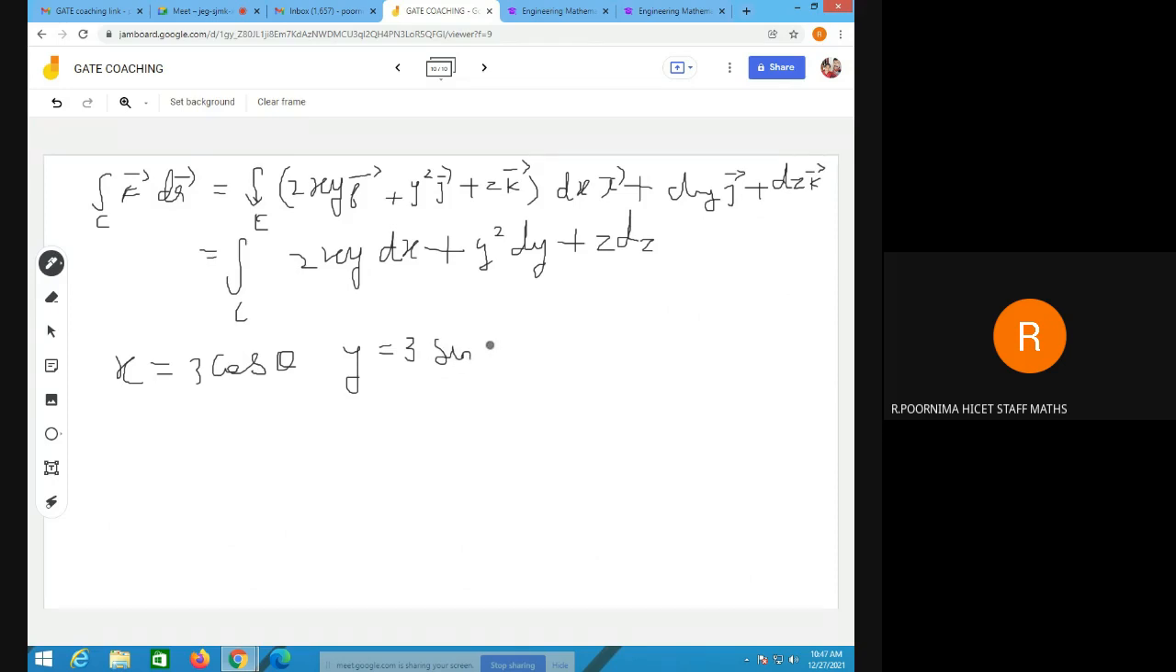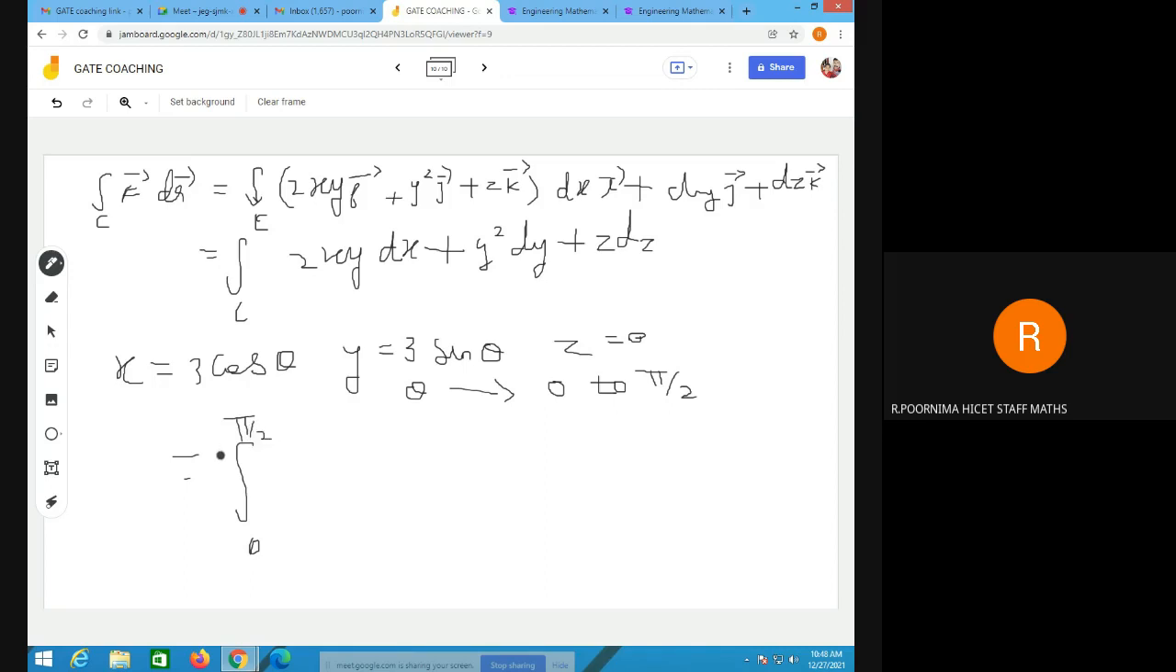This is the parametric form of the circular path, and z equal to 0, which is given in the question. Now we need to find the limit. This is the circular path, so theta varies from 0 to pi by 2. These are all the basic things you have to remember. After converting into parametric form, you will get the integral with limit 0 to pi by 2.